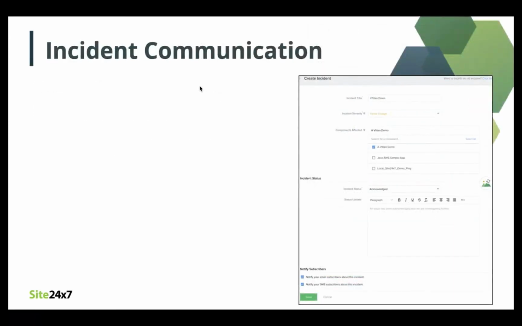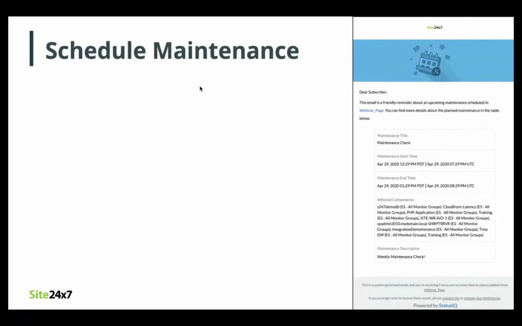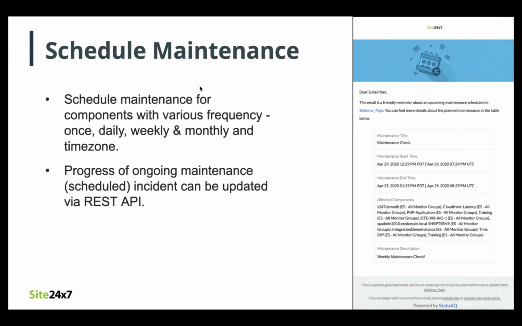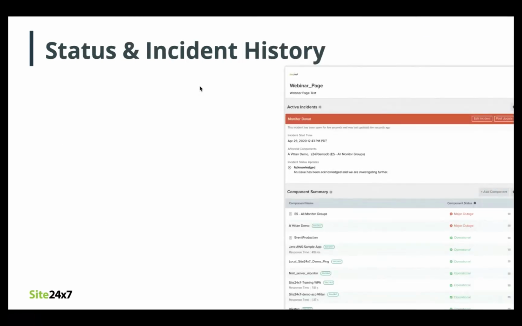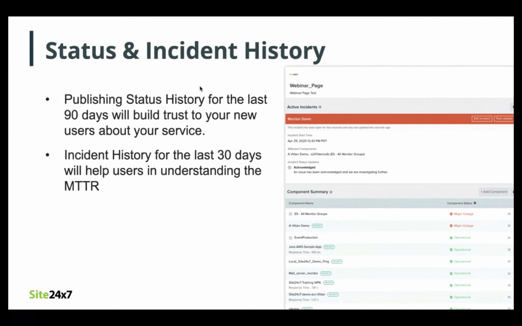Next, we have incident communication, where you can update severity options for each outage you face, as well as mark progress levels based on the resolution efforts being done at your end. If you're going to have a planned outage, you can use the scheduled maintenance option, where you can pre-plan maintenance windows for components with various frequencies, as well as update its progress to the end users via email and REST API. You also get the option in StatusIQ to publish status history for the last 90 days, which helps to build trust with your new users.